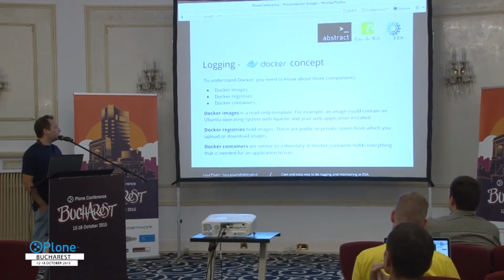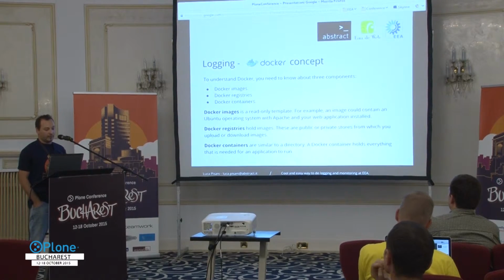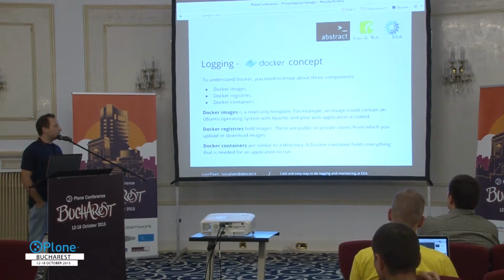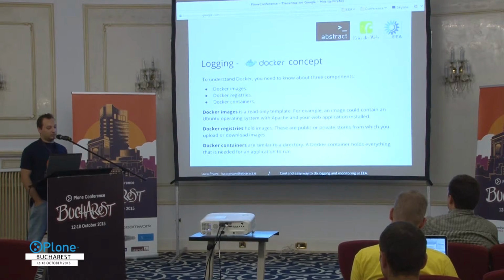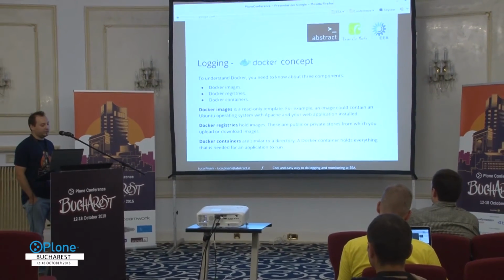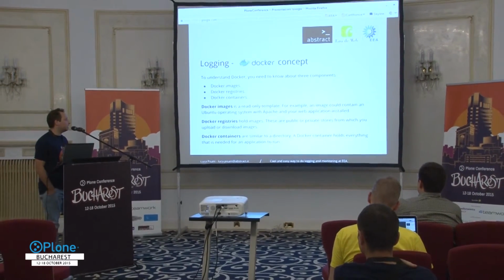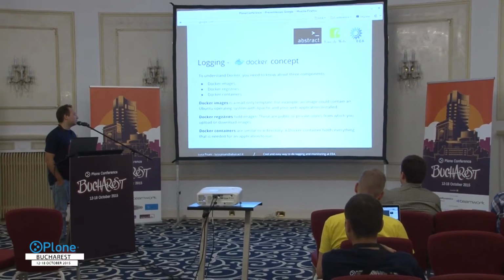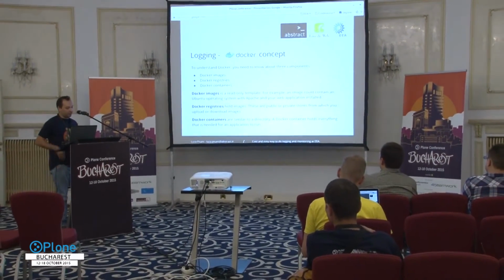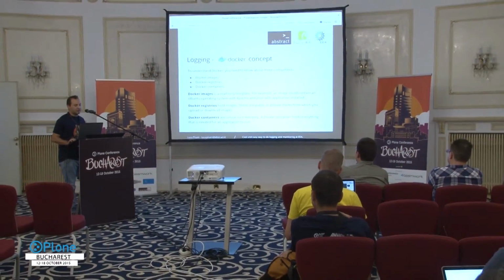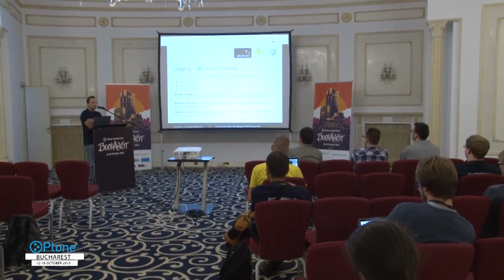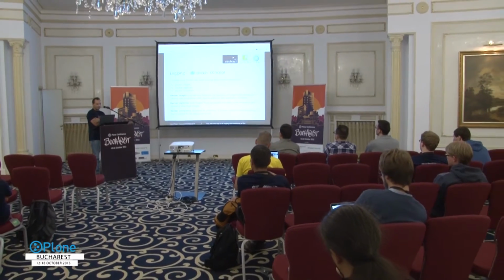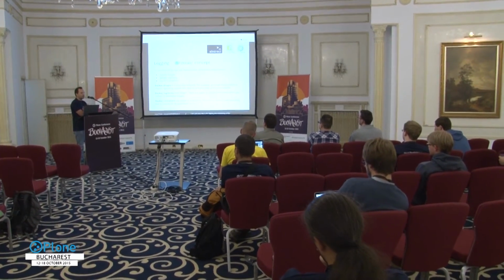A Docker image is a read-only template. For example, an image could contain an Ubuntu operating system, or an Apache. Docker registries hold the images, and Docker containers are similar to a directory. A Docker container holds everything that is needed for an application to run. Each container is created from a Docker image. Docker containers can be run, started, stopped, moved, and deleted. Each container is an isolated and secure application platform.